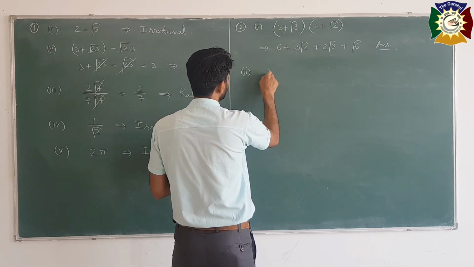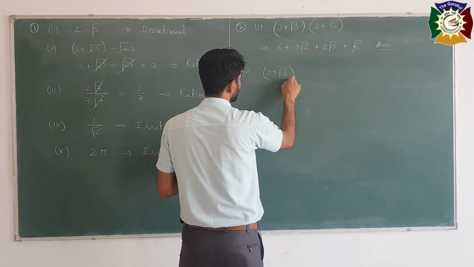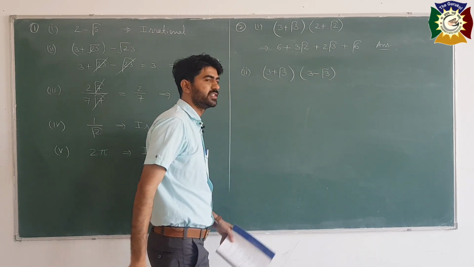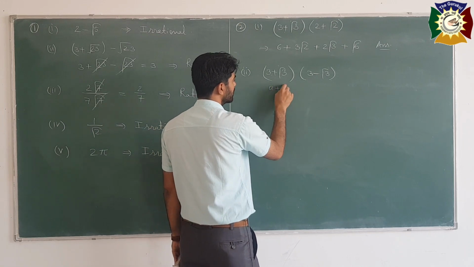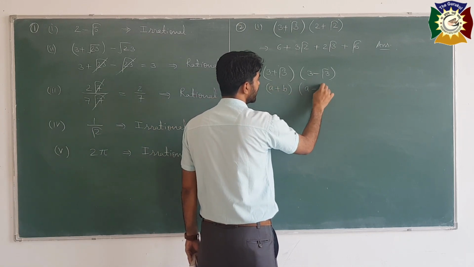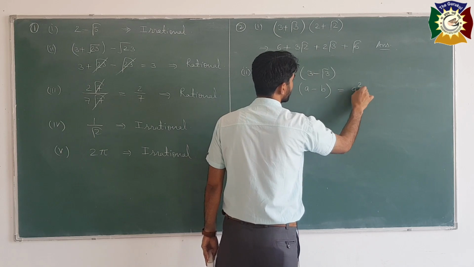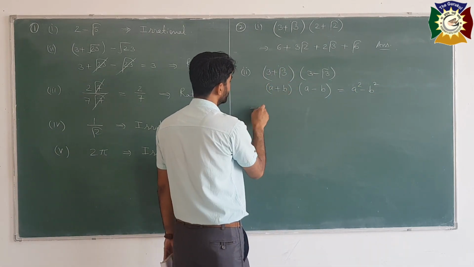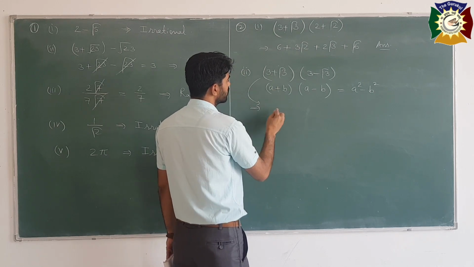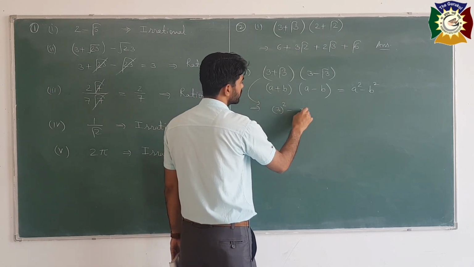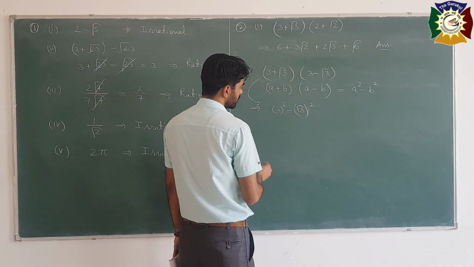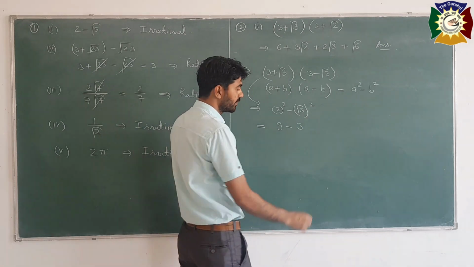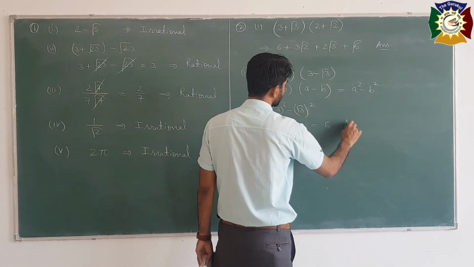We have 3 plus root 3, and in the second bracket we have 3 minus root 3. Here we can use the identity (a plus b) into (a minus b) is equal to a square minus b square. So this will give us 3 square minus root 3 square. 3 square is 9, minus root 3 square is 3. So it is equal to 6. This will be the answer.